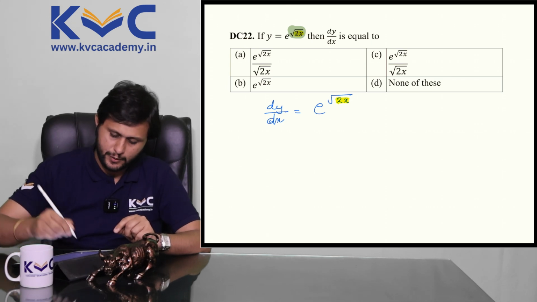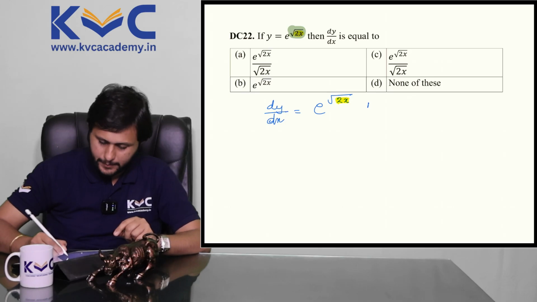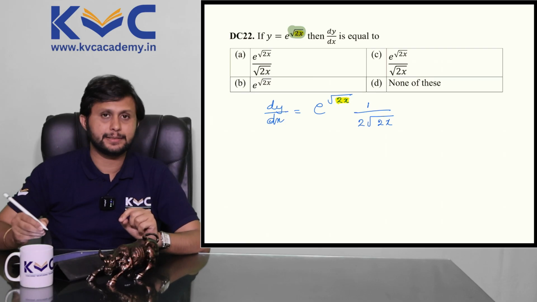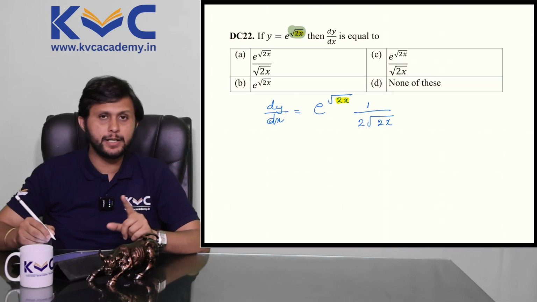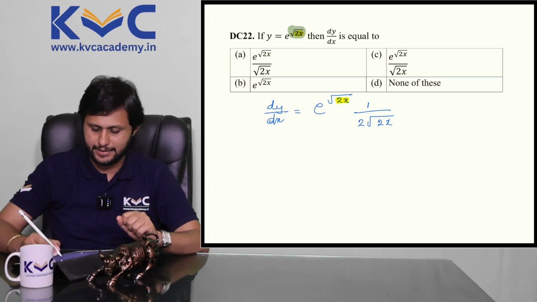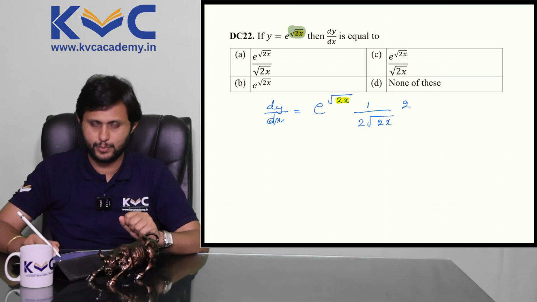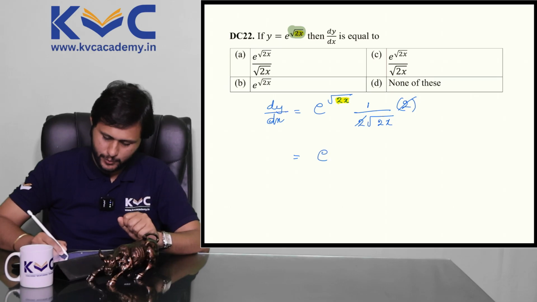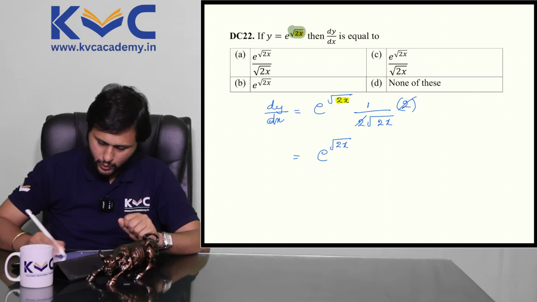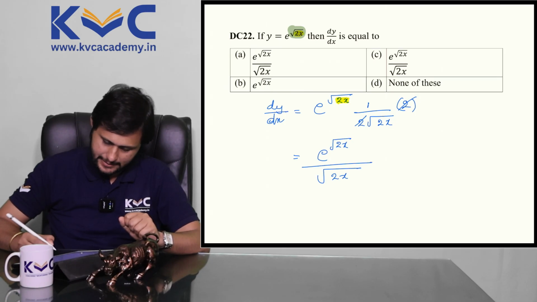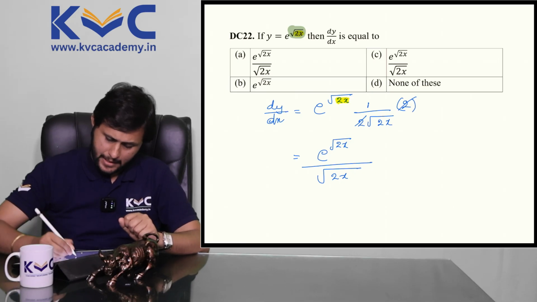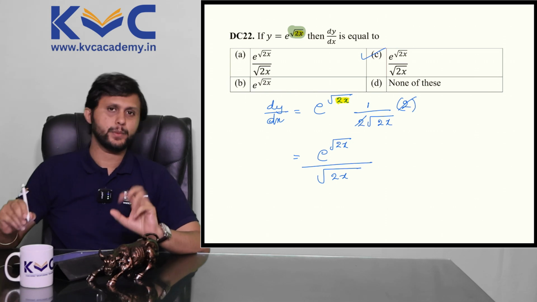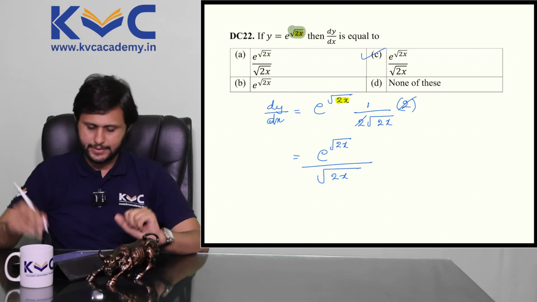So differentiation of root x is 1 by 2 root, instead of x we have again 2x. Correct? Now we need to differentiate again 2x. Differentiation of 2x is 2. Fine. So this 2 and this 2 cancel. What happens is e to the power root 2x whole divided by root 2x. We have that in option C answer. That's the right one. So we have used chain rule twice over here.